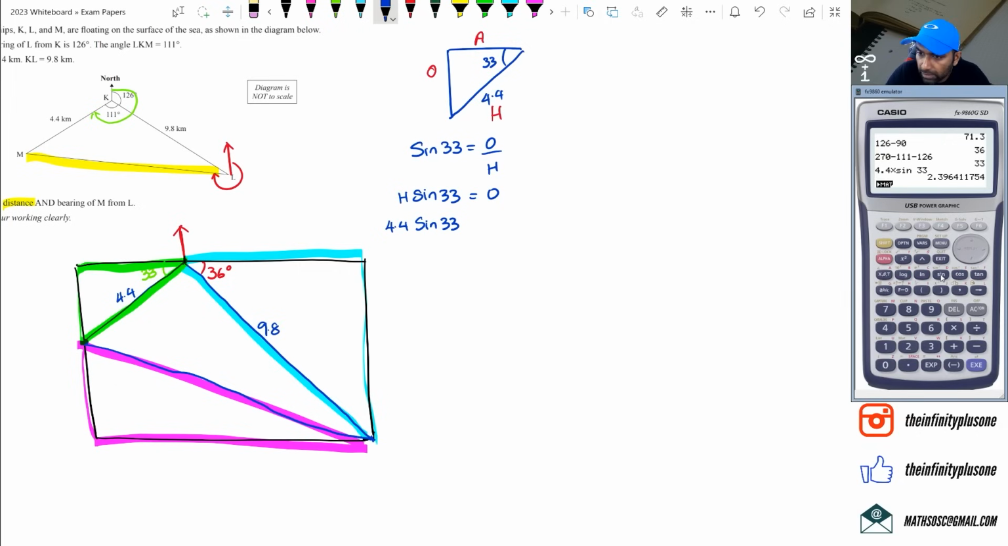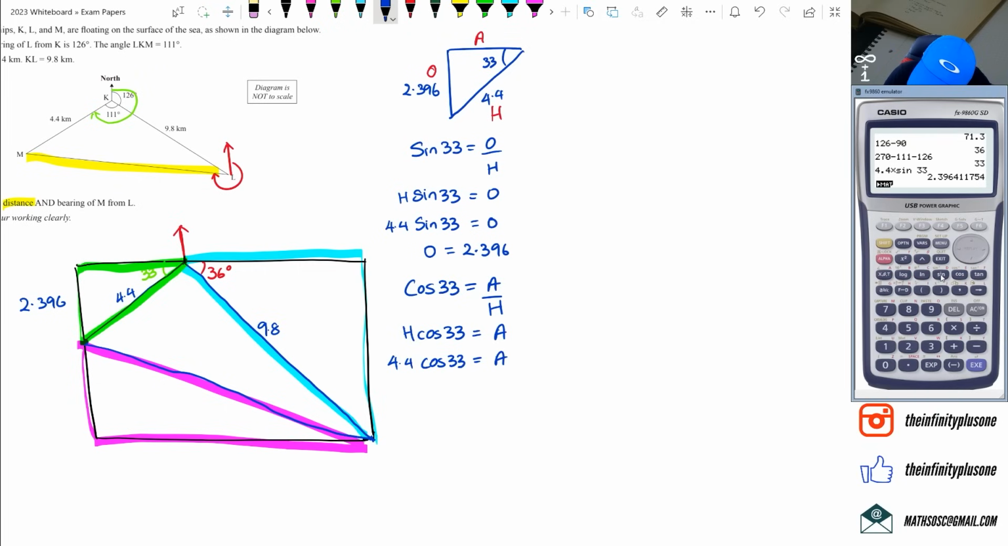So this is my first measurement, 4.4 times sine 33, and that's going to give me 2.396. So opposite is equal to 2.396. So this is the 2.396, and I'm going to write that down here as well, which is 2.396 kilometers. Now my next one is cos. So cos 33 equals adjacent over hypotenuse, and then hypotenuse times cos 33 equals adjacent. So adjacent is equal to 4.4 times cos 33, which is 3.69. So this is this distance here, which is going to be 3.69. So I've literally worked out what the green triangle's sides are.